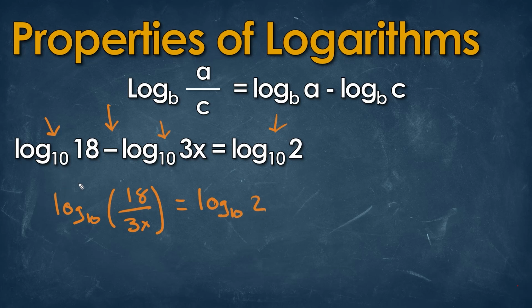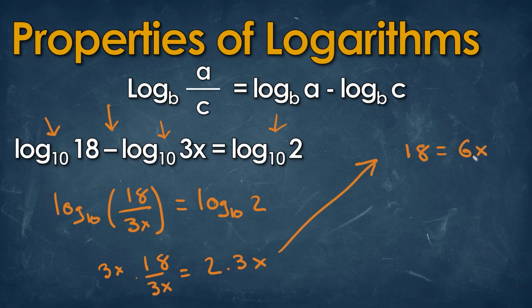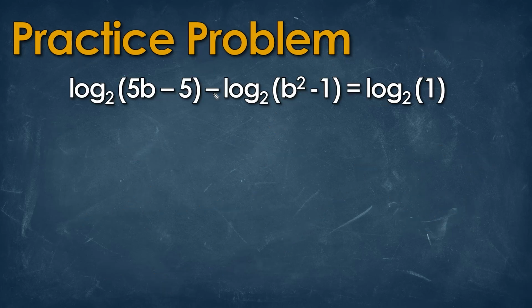Now that we have log on either side, we can take a look at the information that's within the log. So we'd have 18 over 3x is equal to 2, multiplied by 3x on both sides. What we'll end up getting is 18 is equal to 6x. Dividing by 6 on both sides, that will give us that x is equal to 3. Now let's use this information to solve a practice problem.